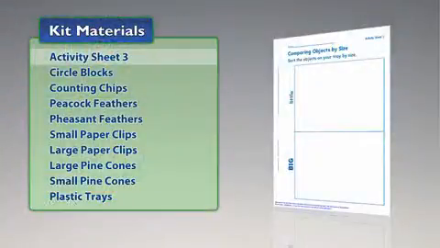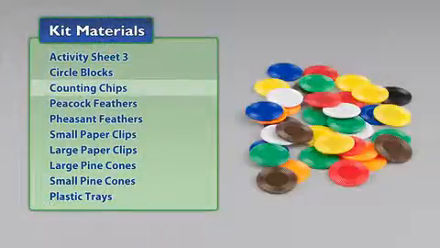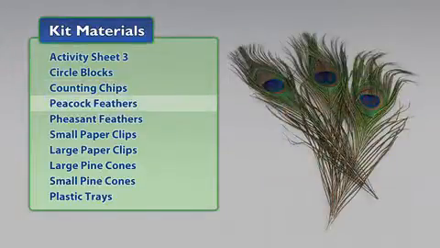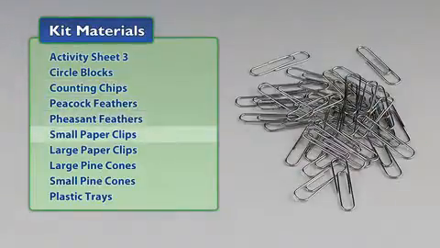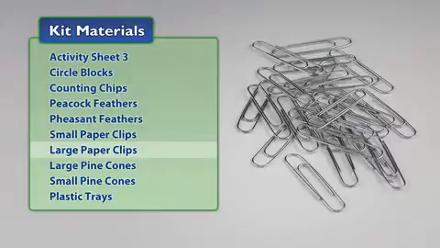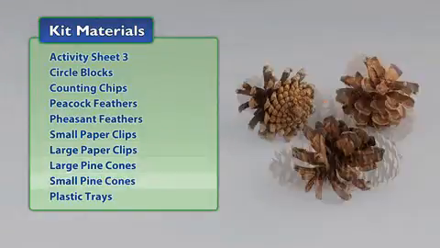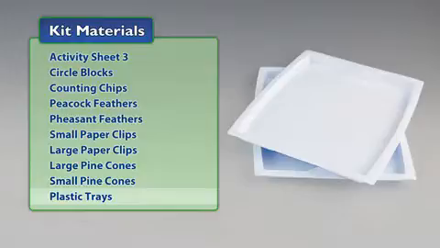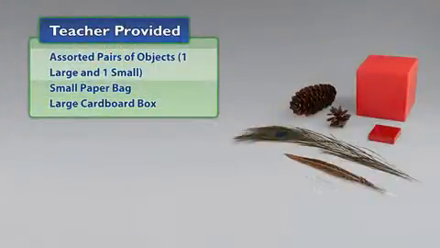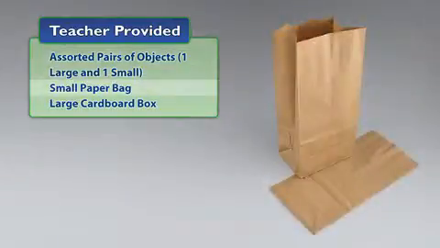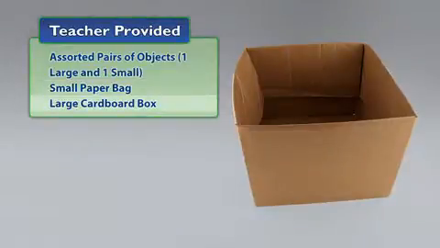From the kit, you will need Activity Sheet 3, circle blocks, counting chips, peacock feathers, pheasant feathers, small paper clips, large paper clips, large pine cones, small pine cones, and plastic trays. You will also need to provide assorted pairs of objects, one large and one small, such as containers, crayons, cutout shapes, rubber bands, and straws, a small paper bag, and a large cardboard box.